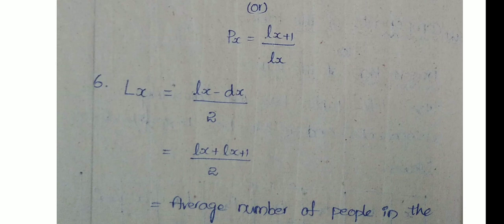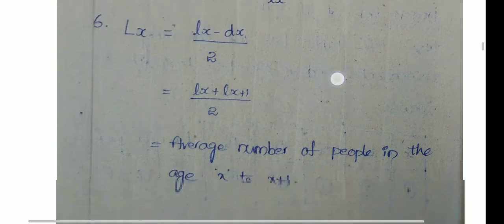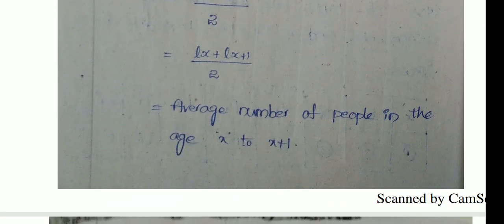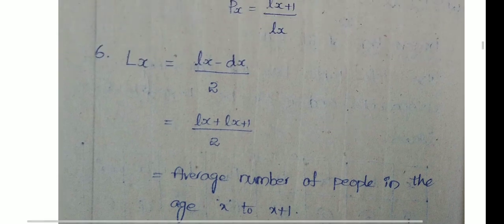And capital Lx is the average number of years lived by people in the group x to x plus n, and its formula is lx minus dx by 2, or lx plus lx plus 1 by 2. Now go for capital Tx. It is also a formula like Lx: capital Lx plus capital Lx plus 1 plus capital Lx plus 2, and so on. And again Tx can be summarized as capital Lx plus Tx plus 1. Sometimes Tx plus 1 can be written as Tx minus Lx.